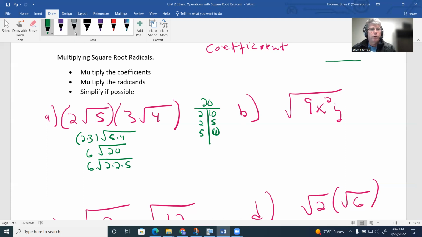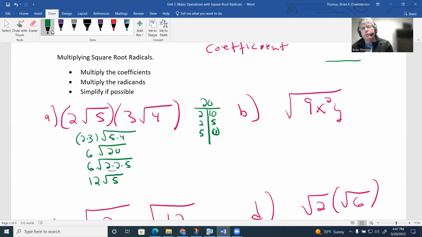So from there, we're looking for a factor pair. And notice how we do have a factor pair of 2's. So that means we can bring out 1 2, and that 2 is going to be multiplied to the 6, which makes that become a 12. And we have 12, and then the 5's left over. It stays inside. So 12 square root of 5 would be the simplified answer of multiplying those two radicals together.